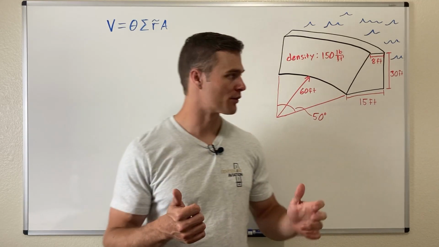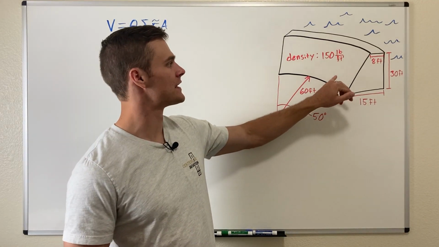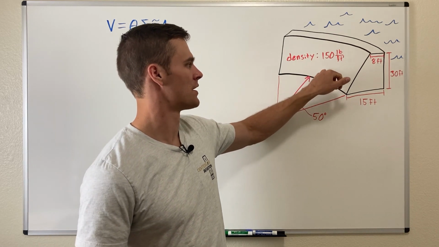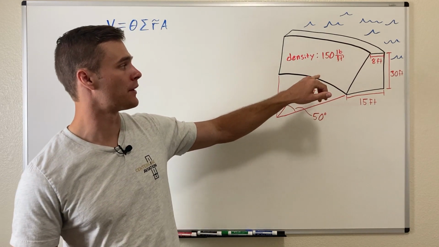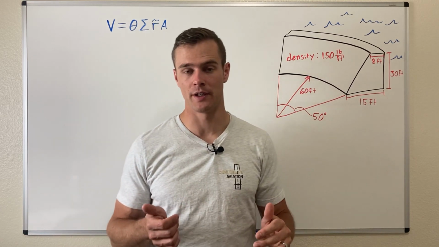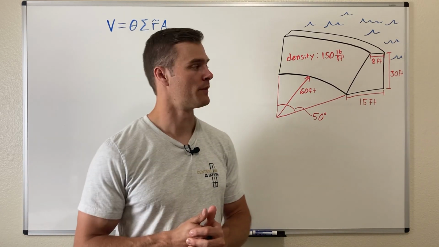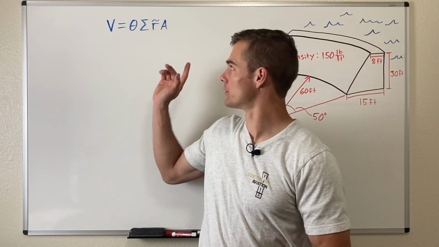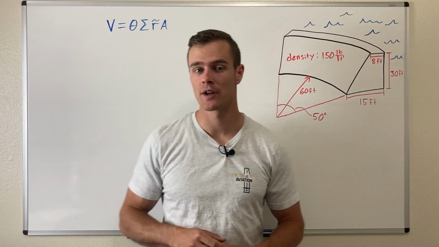So what we have here is this concrete seawall that has a density of 150 pounds per cubic foot. And what we need to do is find the weight of this wall. So we're going to do that by finding first the volume using our Pappus and Guldinus equation.